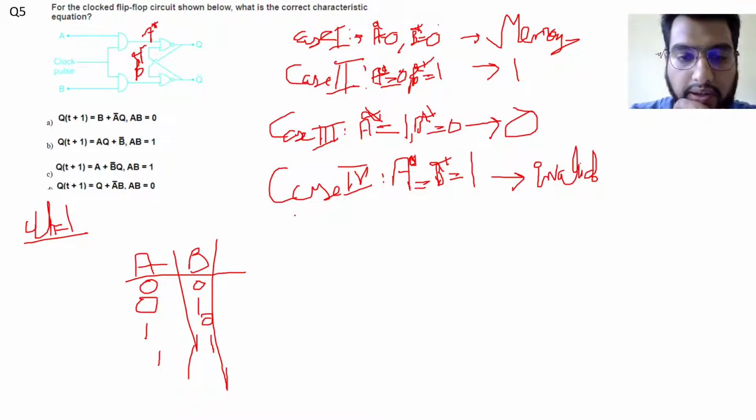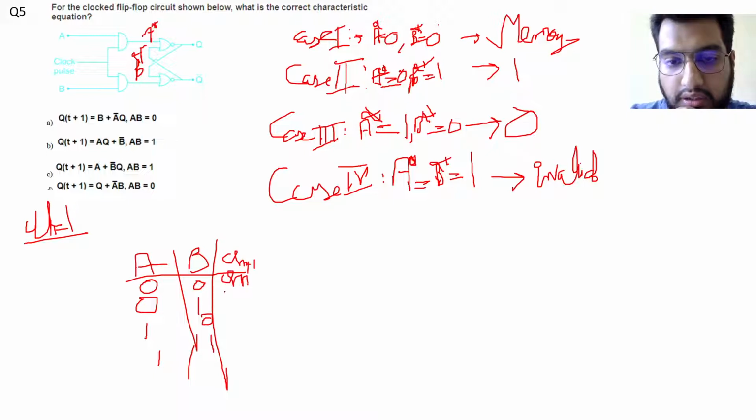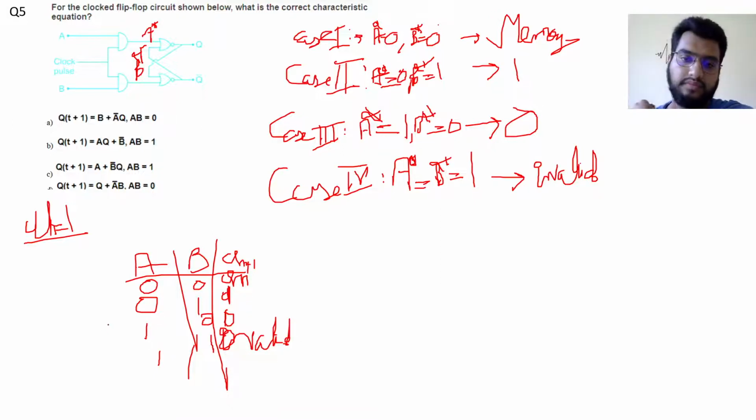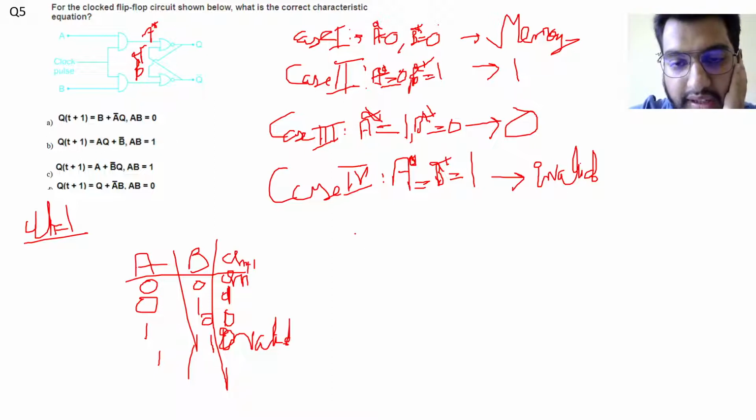So here is Qn plus 1. It will be Qn, 0 1, no sorry, 1 0, and this is invalid. Now to find out the characteristic equation, we need a characteristic table.